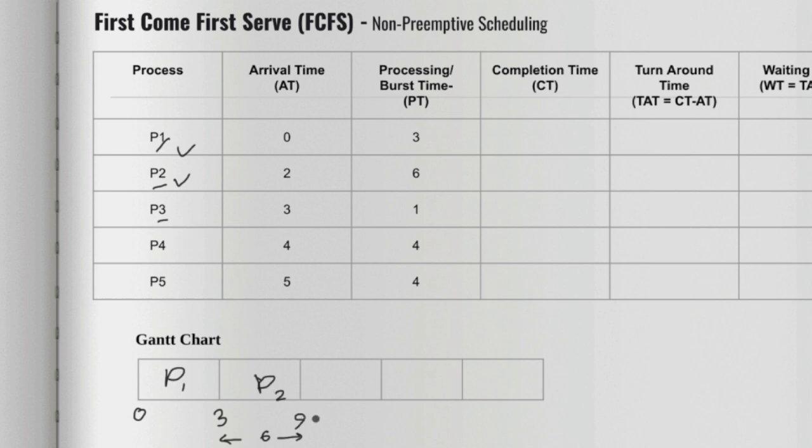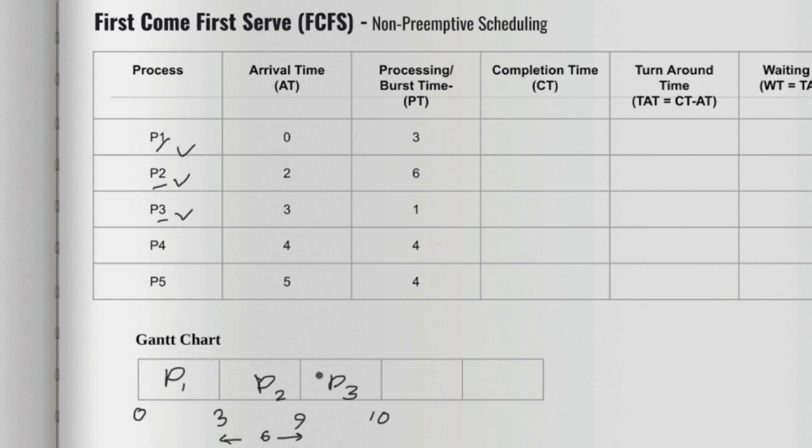Now at time interval 9, are there any processes that have come into the ready queue? Yes, there are 3 processes: P3, P4, and P5. Which one is going to be executed first? Whichever came first. In our case, since P3 came first, we'll put P3 over here. It's supposed to run for 1 unit of time, so we'll put 10 over here. Then we can check mark this. P3 has also finished its execution.